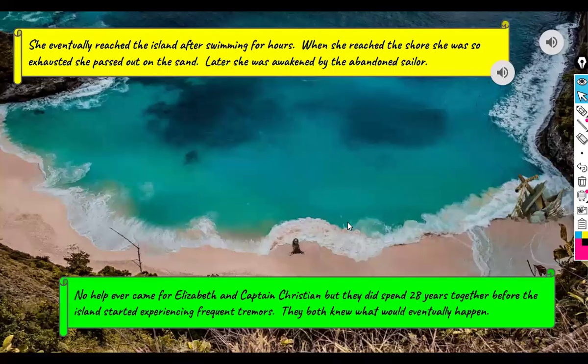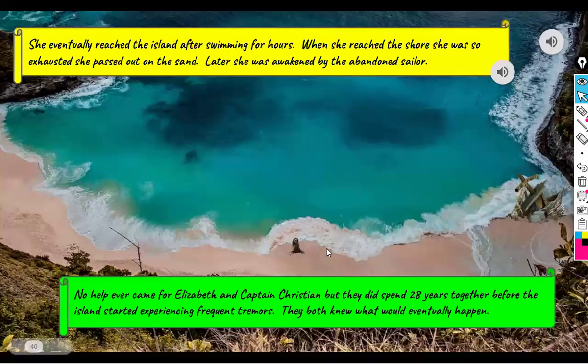She eventually reached the island after swimming for hours. When she reached the shore, she was so exhausted she passed out on the sand. Later she was awakened by the abandoned sailor.